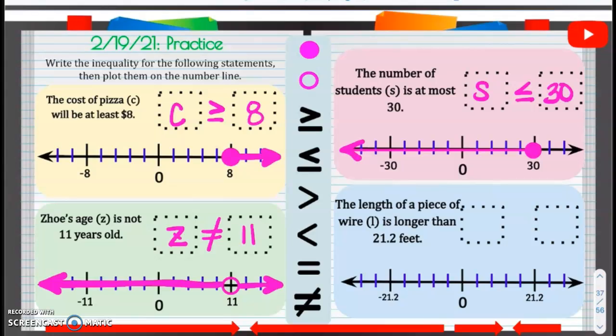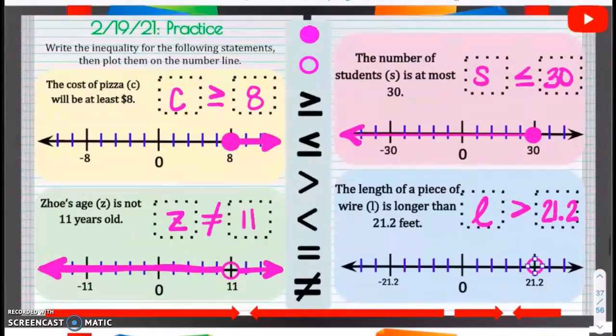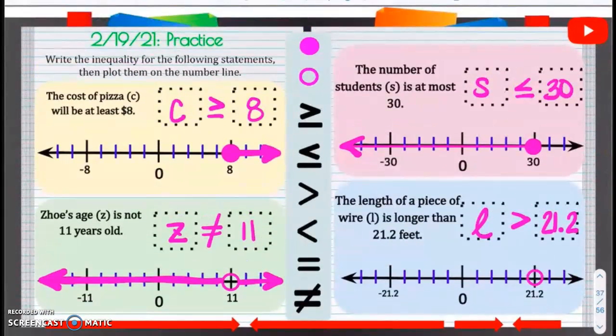All right, last but not least, the length of a piece of wire, L, is longer than 21 and 2/10 feet. 21 and 2/10 feet, longer, so L is bigger than that. It's not 21 and 2/10 feet, it's bigger. So we are going to have an open circle on 21 and 2/10. Woo! An open circle there. And we are going to shade to the right because it's anything bigger than that.